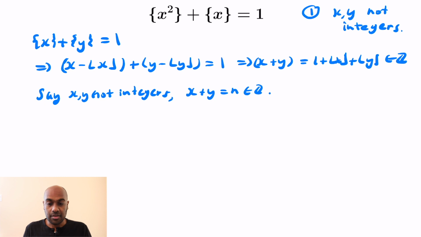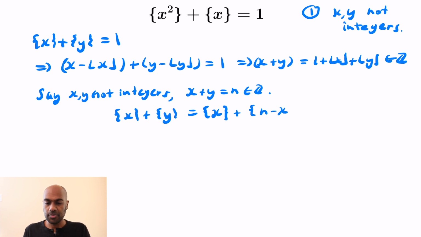Then we're going to see that we're forced to have that the fractional part of x plus the fractional part of y is 1. And that tells us the type of condition that we need in order for the fractional part of x plus the fractional part of y to be 1. Sorry, not the floors. So let's look at the fractional part of x plus the fractional part of y. Okay, so this is the fractional part of x plus, now since x plus y is n, the fractional part of n minus x.